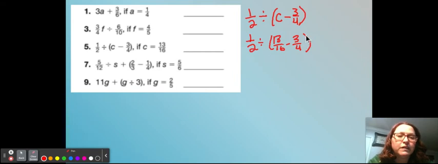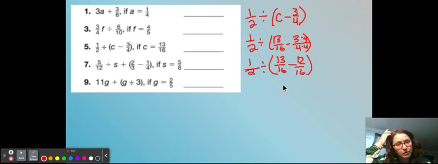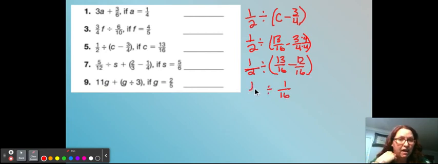As I'm looking at 3/4, I can multiply it by 4 over 4 because 4 times 4 is 16. So I have 13/16 minus 3 times 4 is 12/16. Now, divided by 1/2. So now I've got to do 13 minus 12 is 1. So I have 1/16 divided by 1/2.